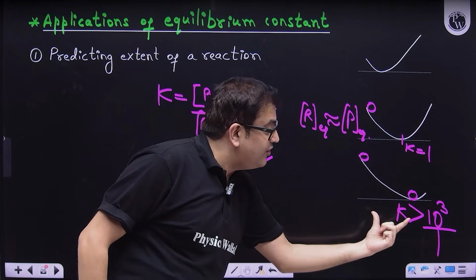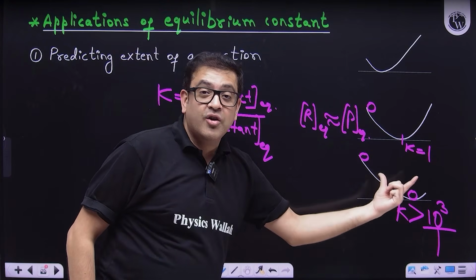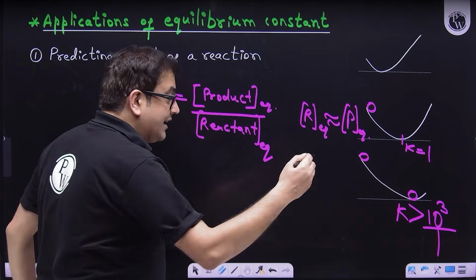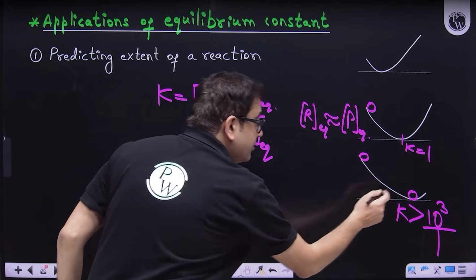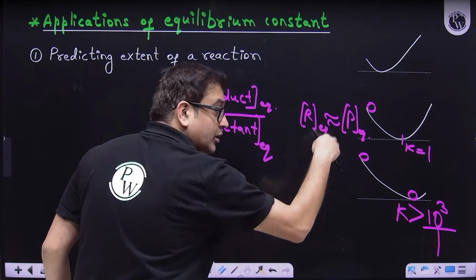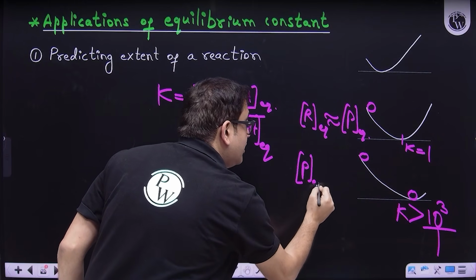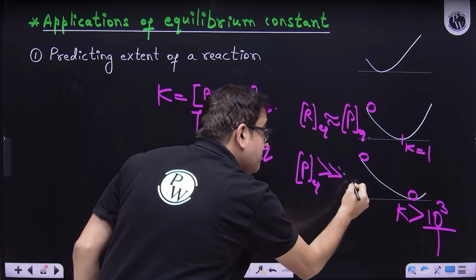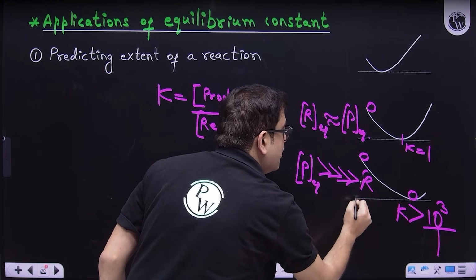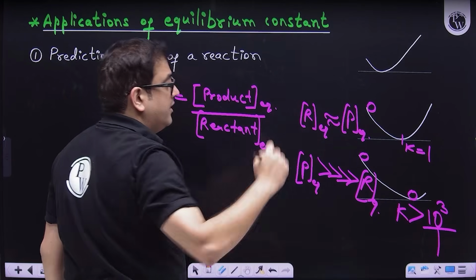So when the value of K is of the order of 10 to the power 3 or greater, at that point of time you say at equilibrium all the reactant has converted into product. So the concentration of product at equilibrium is much, much greater than the concentration of reactant.